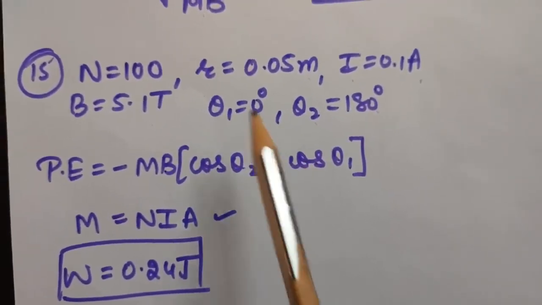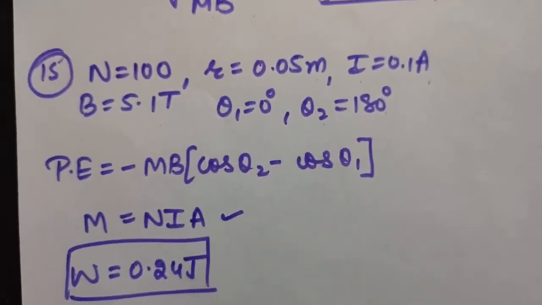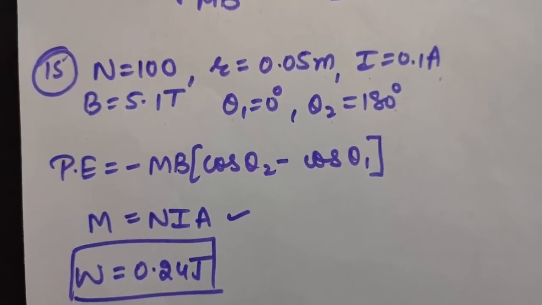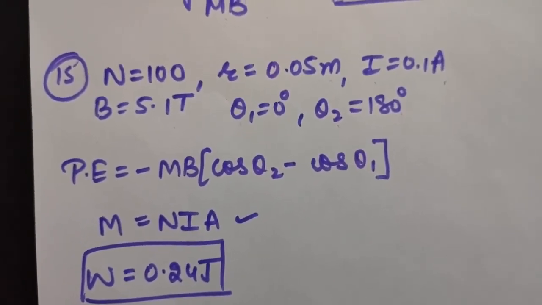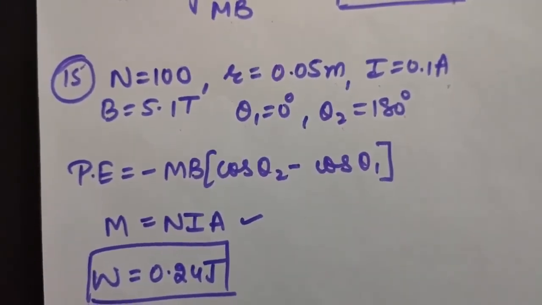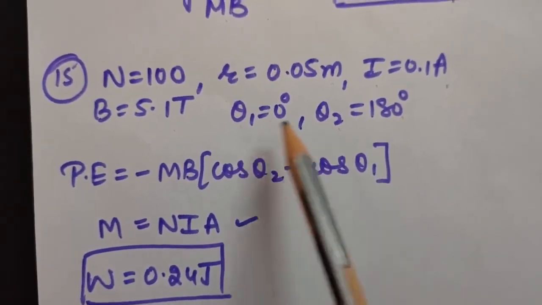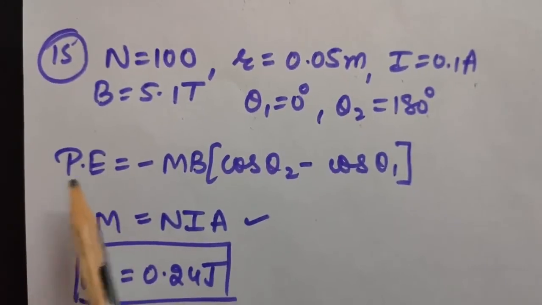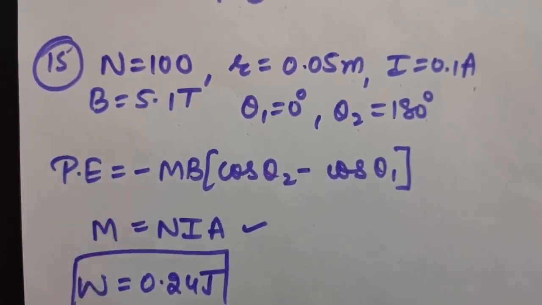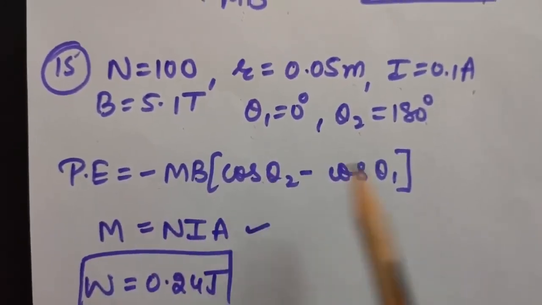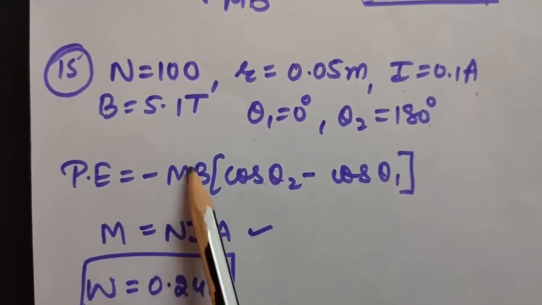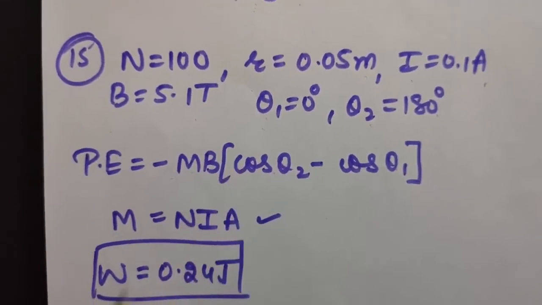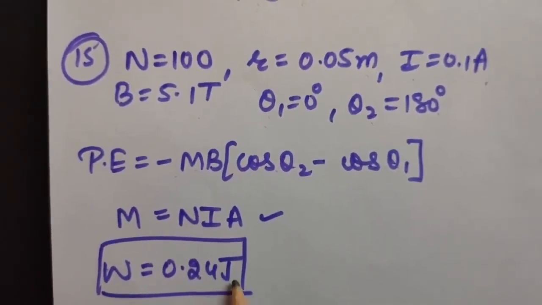Okay, so these thetas are angles between M and B. So if the coil is initially perpendicular to the magnetic field, that means initially the angle between M and B is 0 degrees. So theta 1 is 0 degrees. So just use the formula of potential energy because it is stored as the work done. So that is minus MB (cos theta 2 minus cos theta 1). And you can calculate magnetic moment easily by the formula NIA. So put it here, you will get the answer of work done to be 0.24 joules.